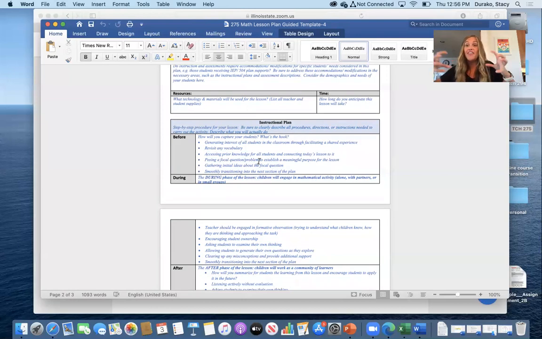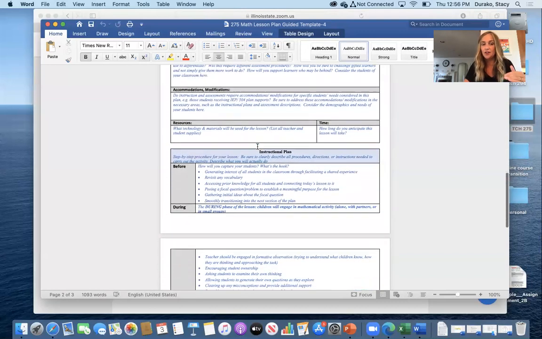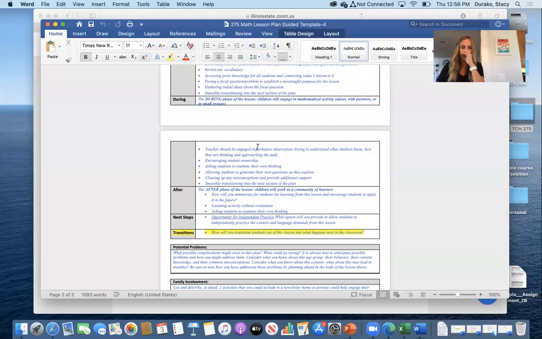But you want to make sure that this during time is when you are going to walk around and formally assess them. Formative assessment. So are you going to be taking notes? And that would be listed up here. So how are you going to do that informal or formative assessment in the during? Now, when you're doing that, you're going to ask students to examine their own thinking. How are you going to initiate them to ask questions with one another? So what are you going to be doing to get them engaged?